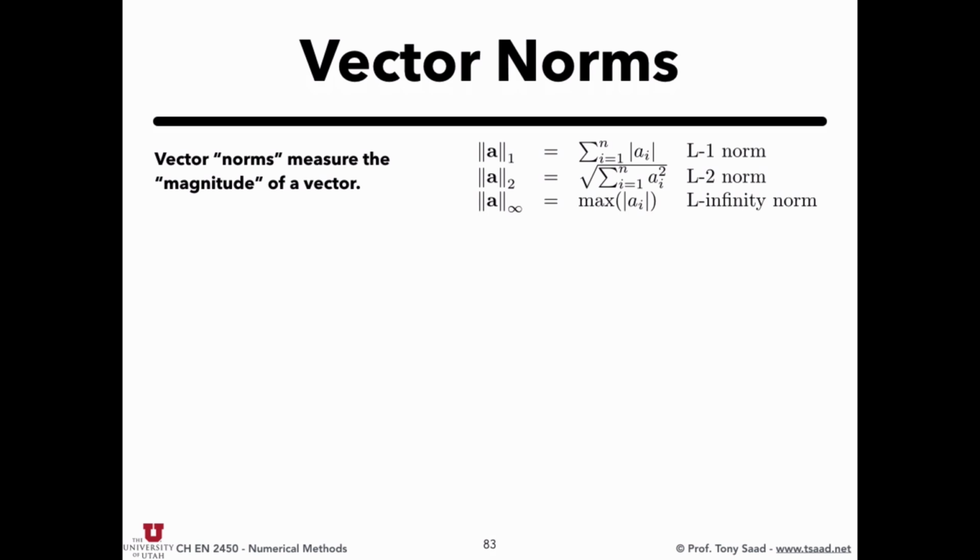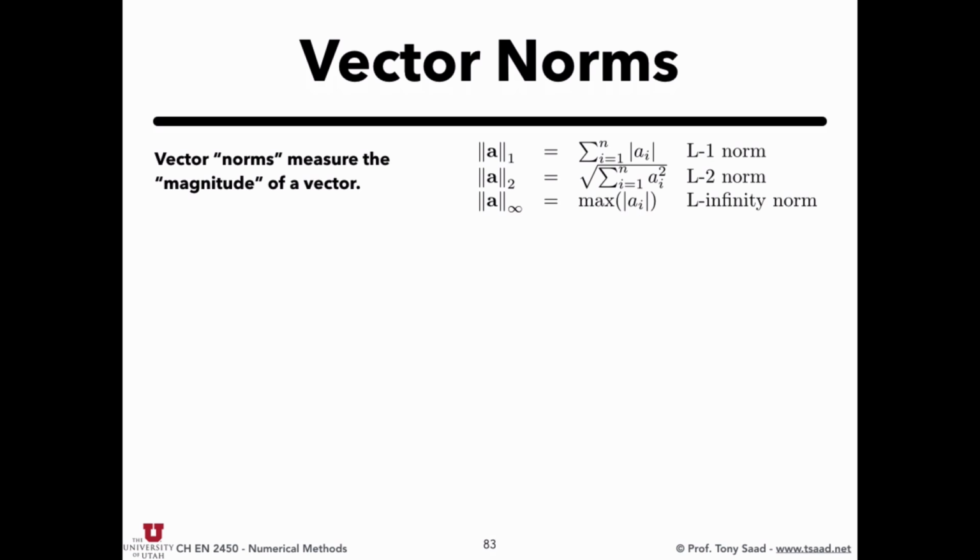Don't think of it as a position vector. Think of it as we think of it in numerical methods, as an array, as a list of entries. In our case, our vector is a list of errors. Okay? So that's a vector with n entries in it.